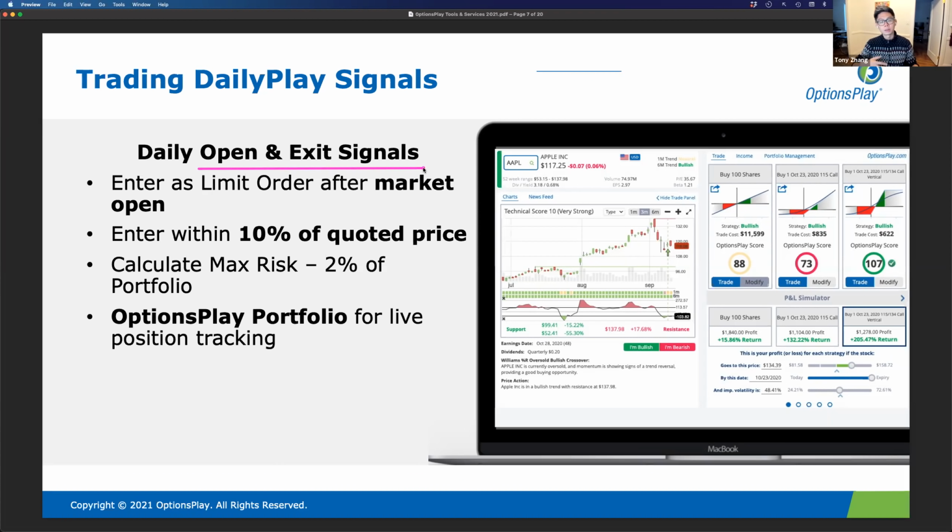So we always want to let the first few trades go through, let the spreads tighten up before we place our order so that we know where the market is. You want to place your order near where the current market is.